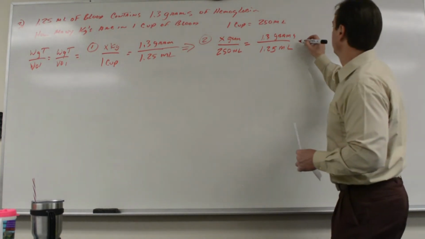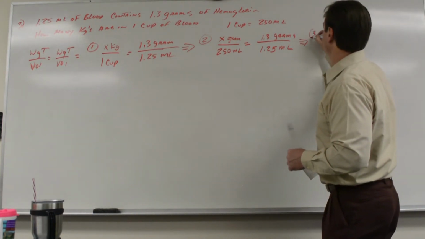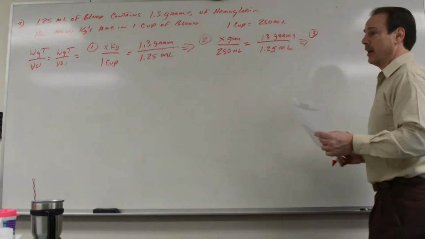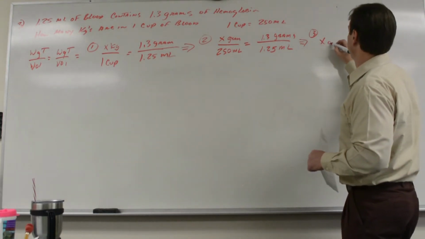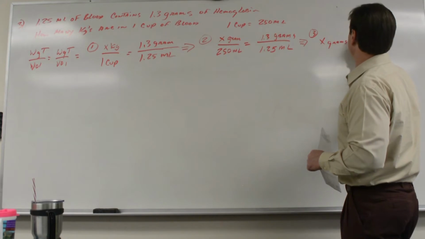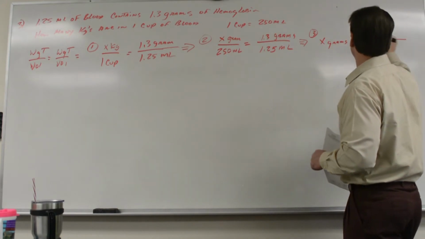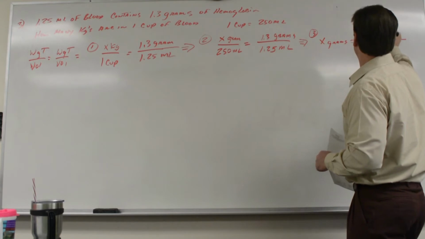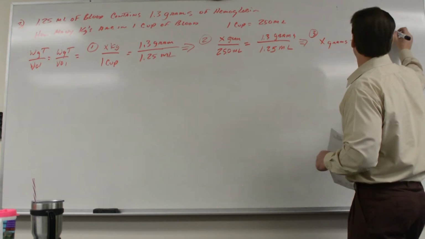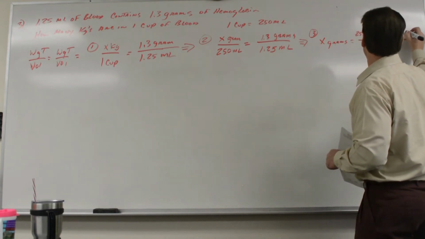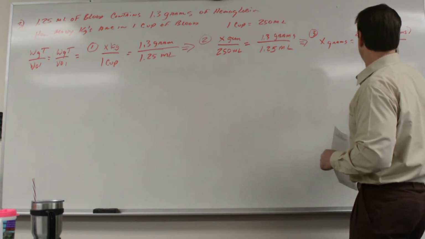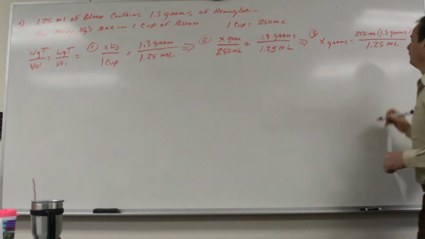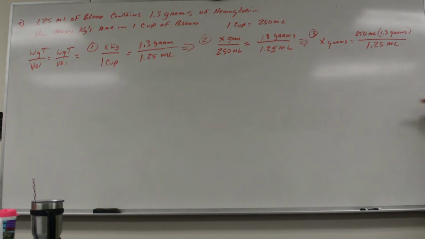What will be our next step? Yeah, we can solve for grams, right? So let's say x grams equals, by 1.25 milliliters. When we have it in this format, what cancels? Yeah, because we have milliliters in the numerator, milliliters in the denominator.